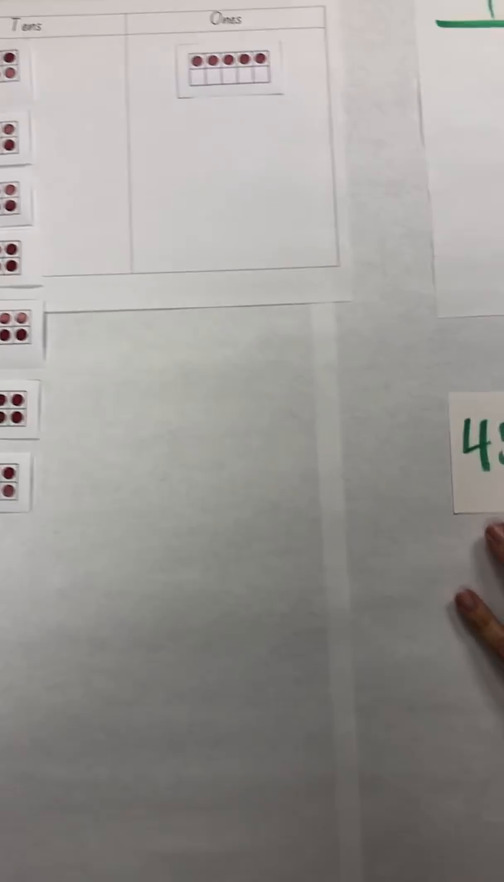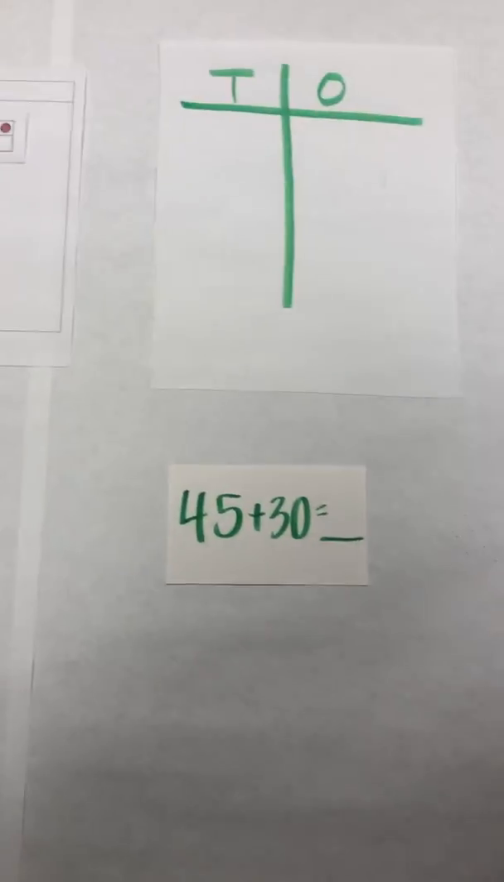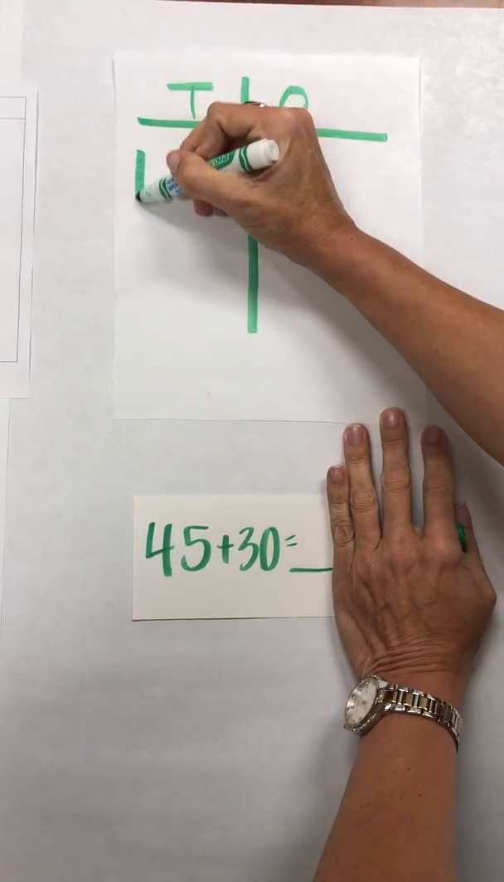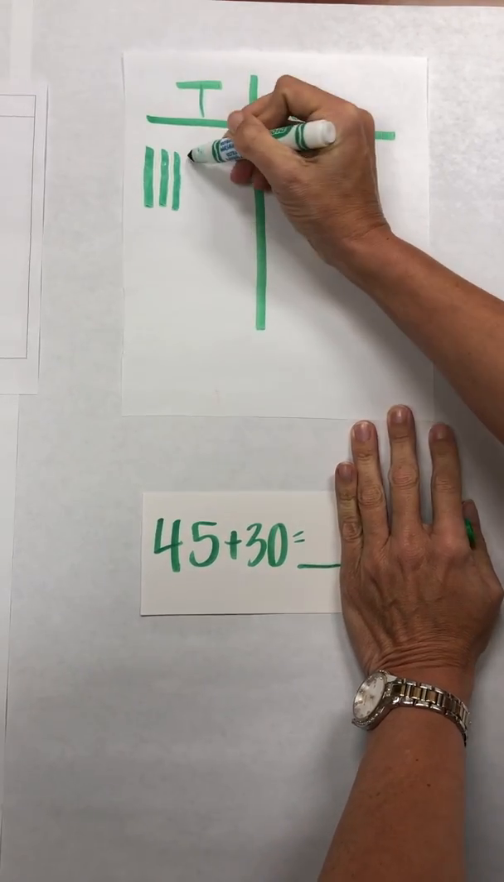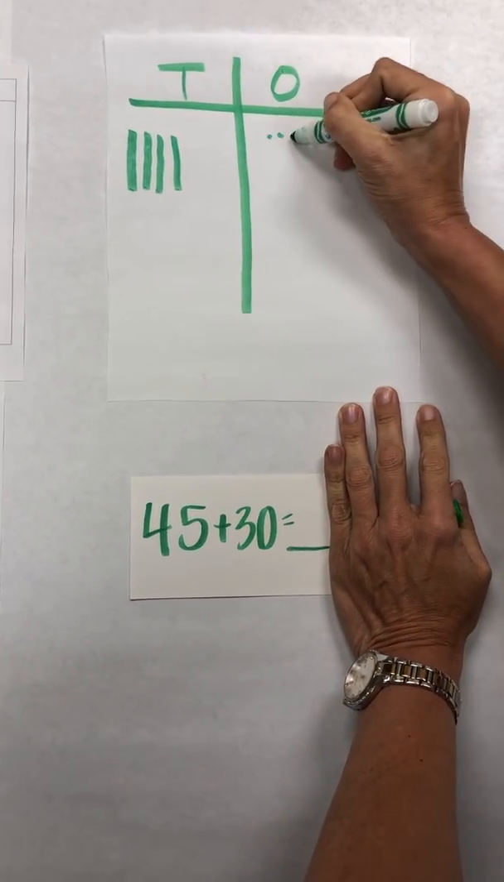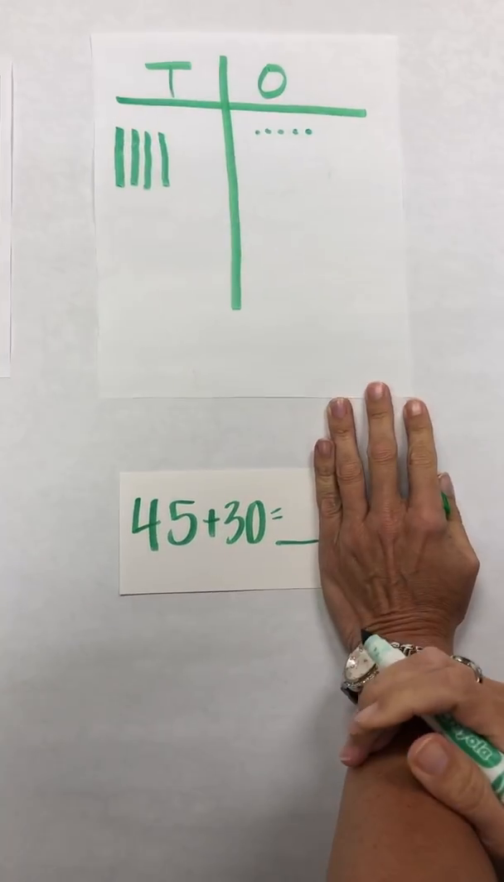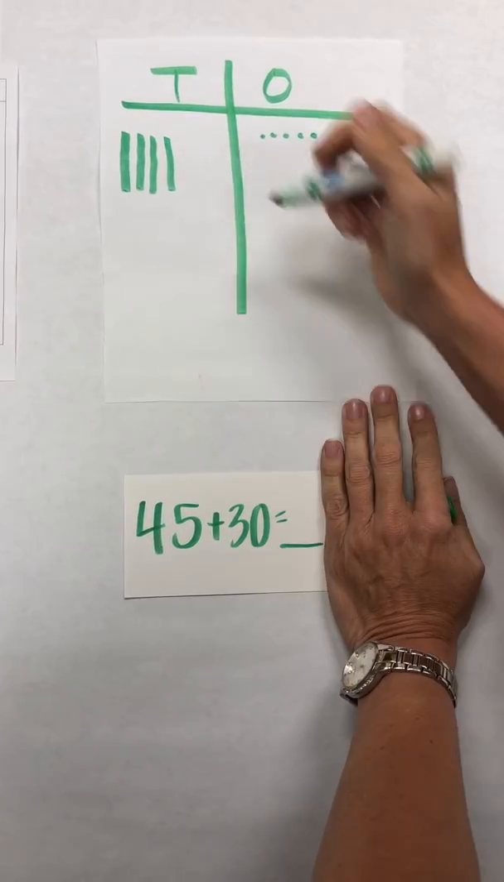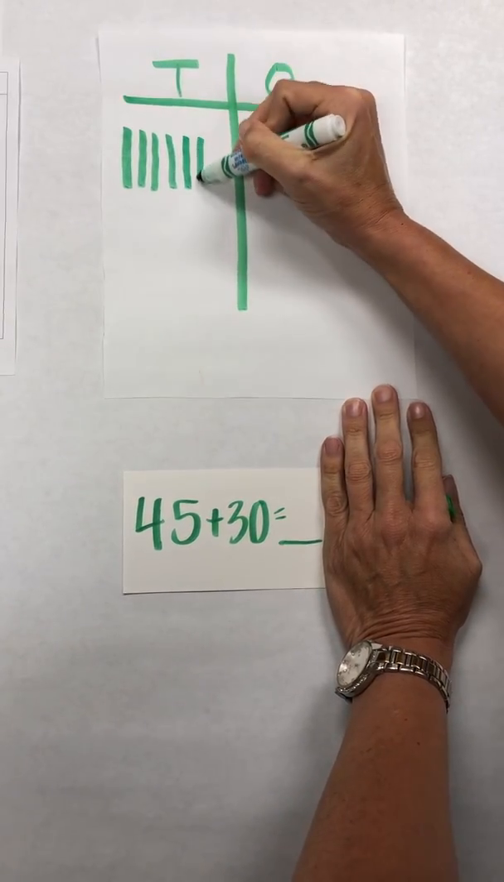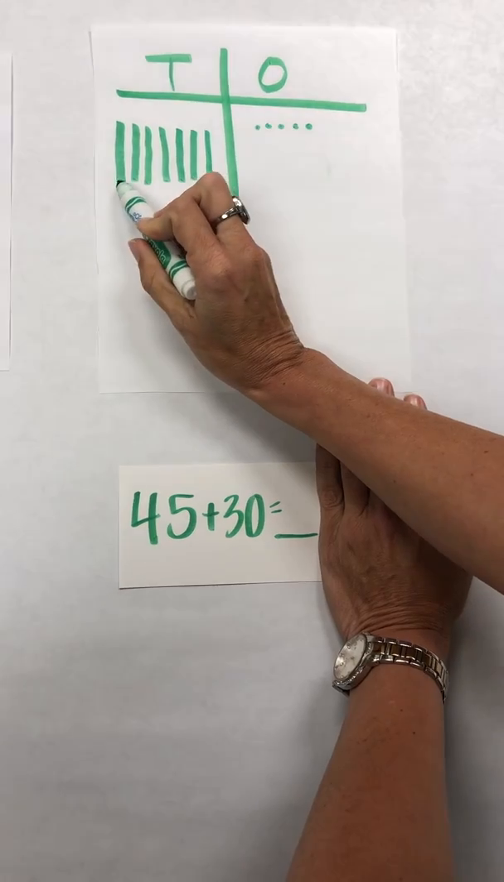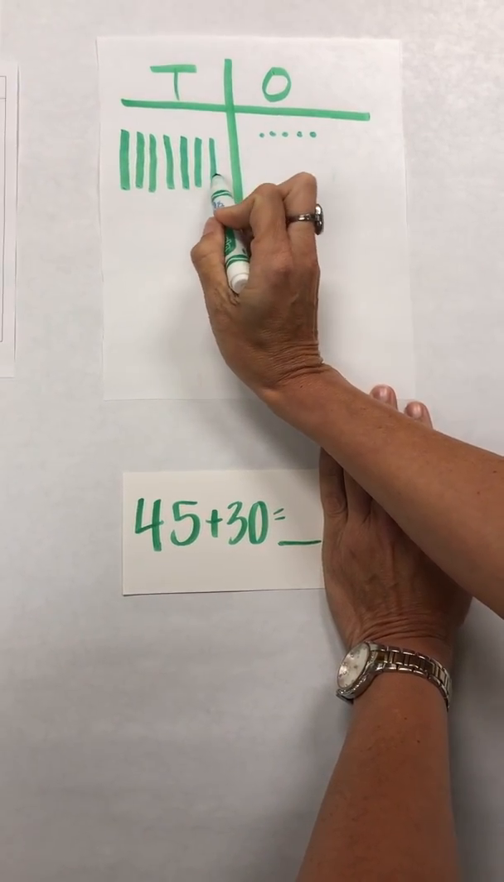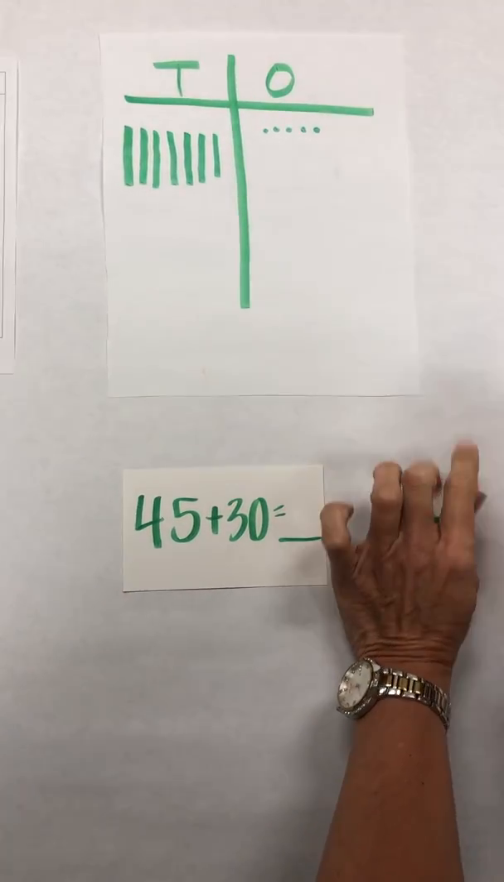Now, eventually students need to be drawing this on their own. So I would have 45, and I'm going to represent that with a stick. And then I want my 5 ones, like I said, to keep them kind of organized like a 10 frame. And I'm going to add 3 tens. That's going to be my first ten, my second ten, my third ten, and I can see 10, 20, 30, 40, 50, 60, and 75 would be my sum.